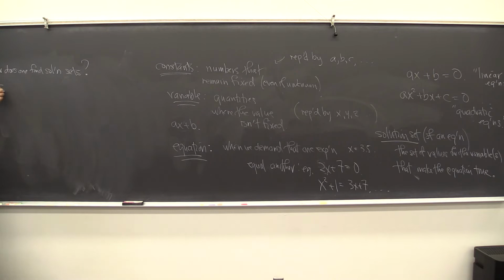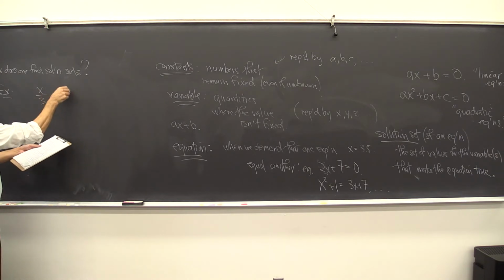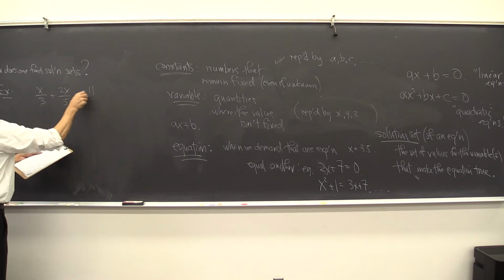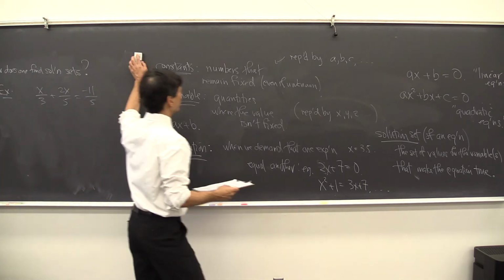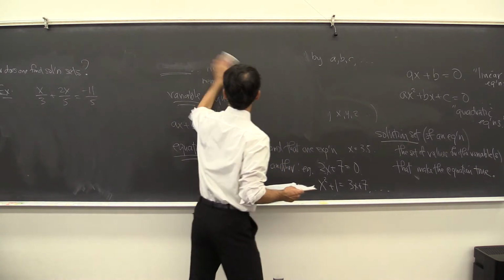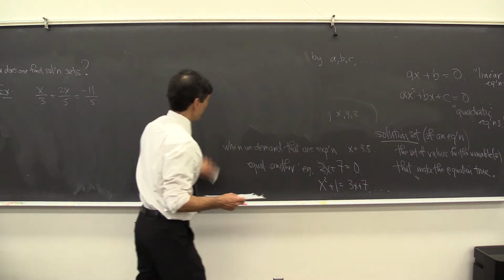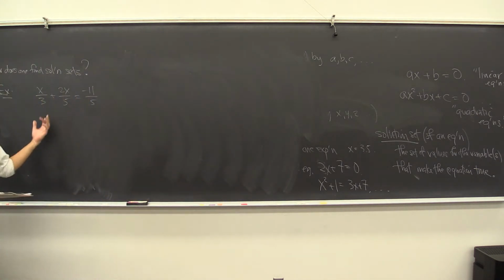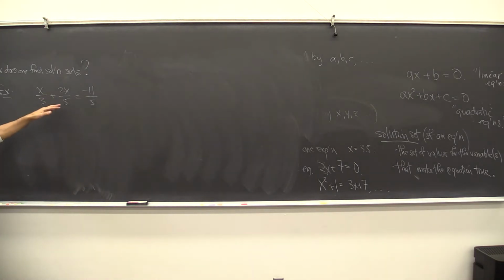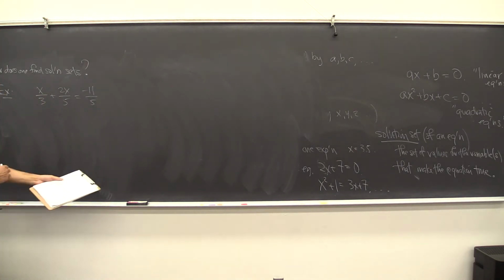So for example, somebody gives you an equation that looks like this: x over 3 plus 2x over 5 equals negative 11 over 5. And says, what x makes that true? What x makes this into a true statement? What x solves this?